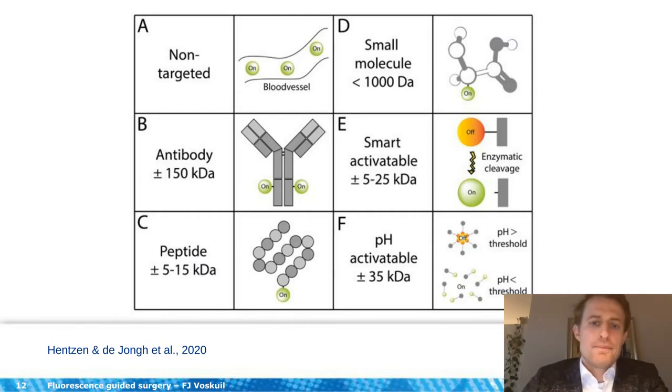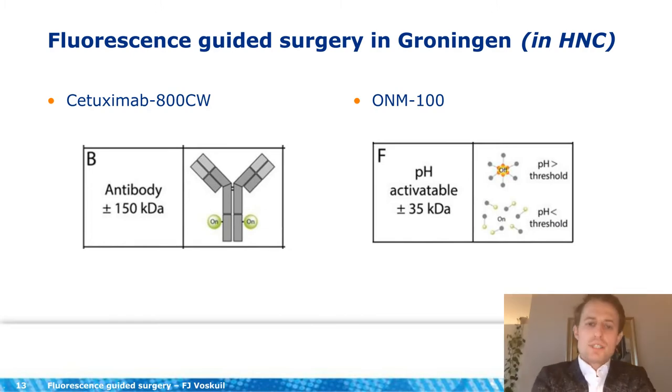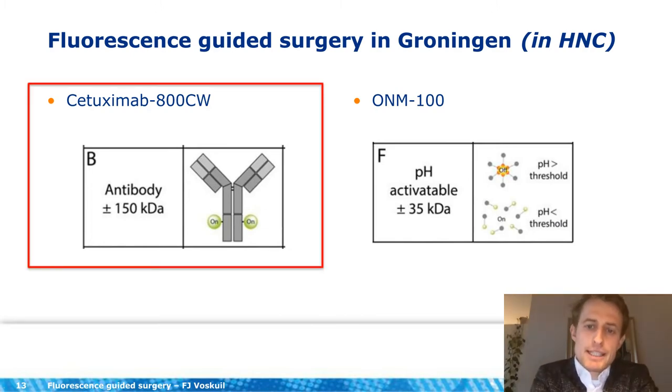So a lot of strategies for fluorescence guided imaging are present. You can either choose non-targeted imaging, for example, using ICG, which is done a lot in liver surgery. You can use antibodies, peptides, smart activatables, pH activatables. Our colleagues Hansen and de Jong have written a very nice review paper about the different compounds used in fluorescent imaging. And this presentation is focused on two of those strategies, the antibodies and the pH activatable.